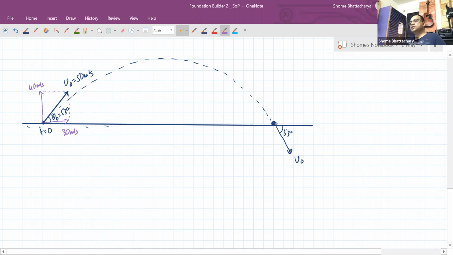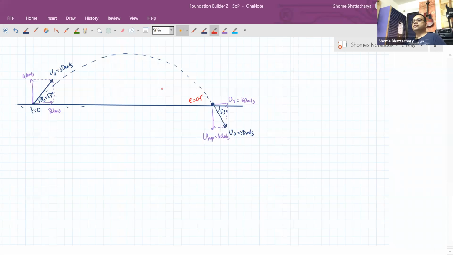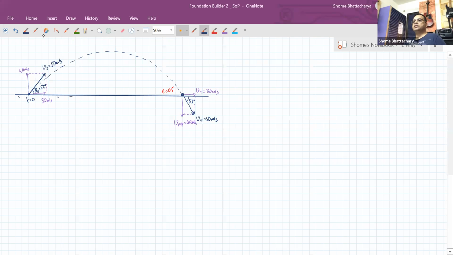So the impact velocity is having a tangential component, which is you can see 30 meters per second, and it's having a normal component, which is the approach velocity, which is 40 meters per second. Just use that property of projectile motion. Now you know that the coefficient of restitution is 0.5.